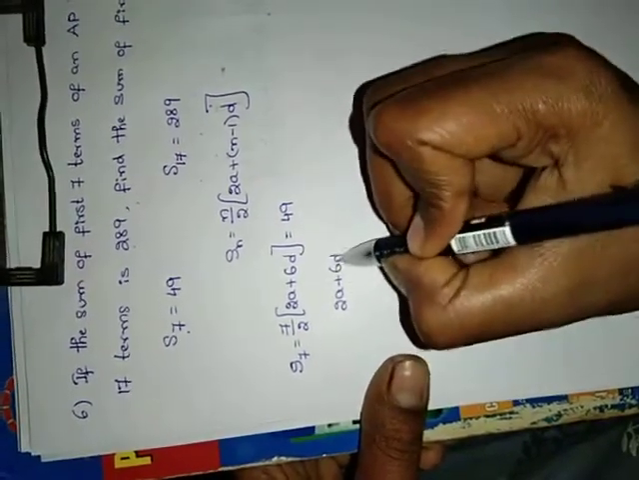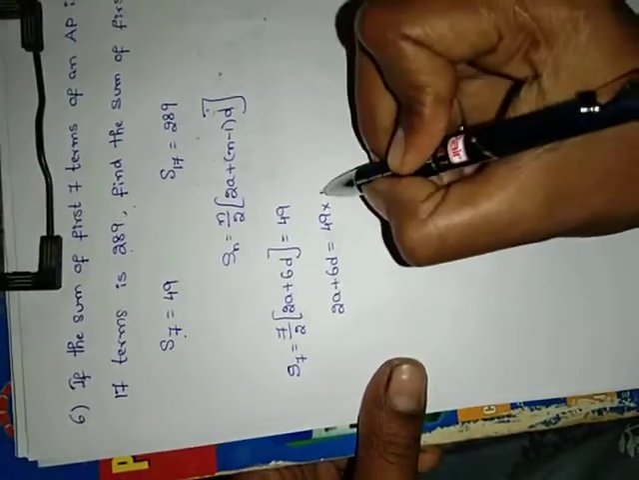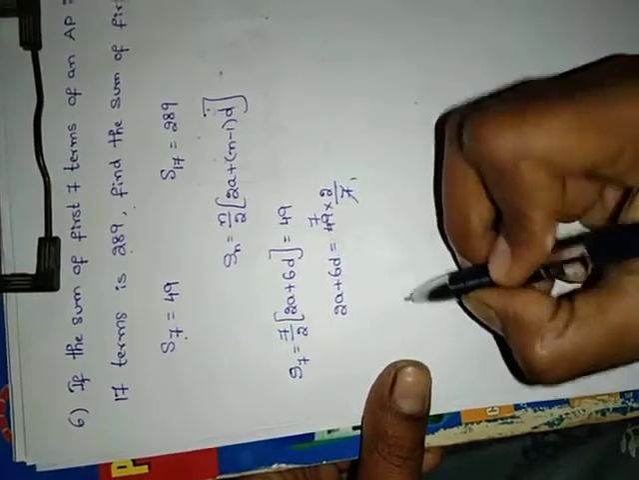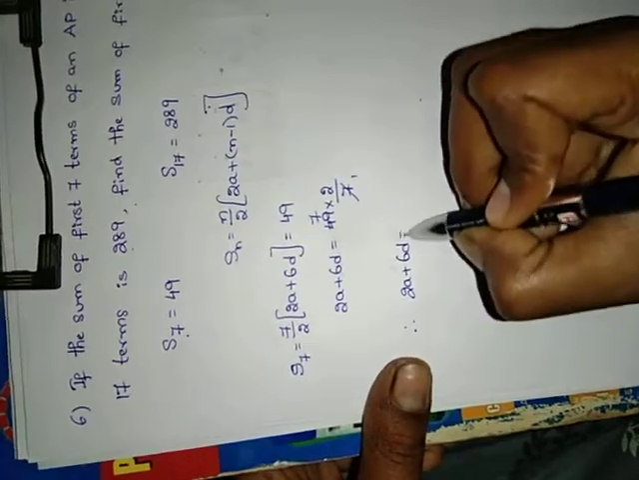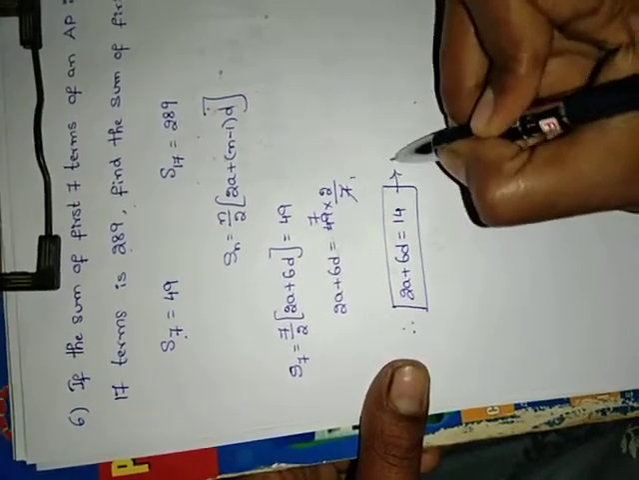2a plus 6d equals 49. If I send 7 by 2 to this side, it becomes 2 by 7. 7 ones are 7, 7 sevens are 49. Therefore, what is the equation? 2a plus 6d equals 7 twos are 14. Let it be equation 1.